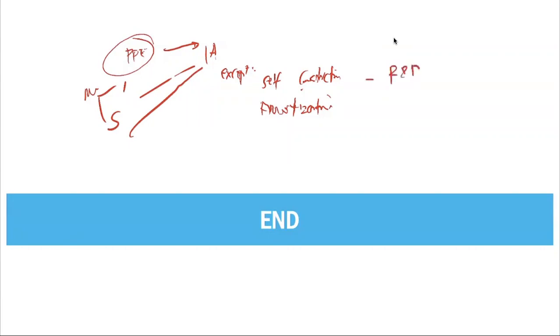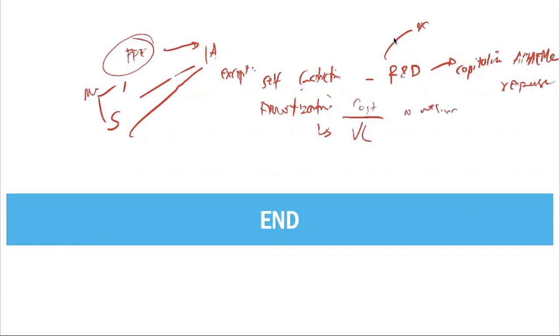Self-construction, we call it research and development. Research, expense; development is capitalized only if ITIME is present. If ITIME is not present, you should expense it. For amortization, that is only your cost over useful life. No residual value, except if there is a committed buyer or there is an active market. Okay? So those are the rules that you need to take note of under PAS 38 intangible assets.